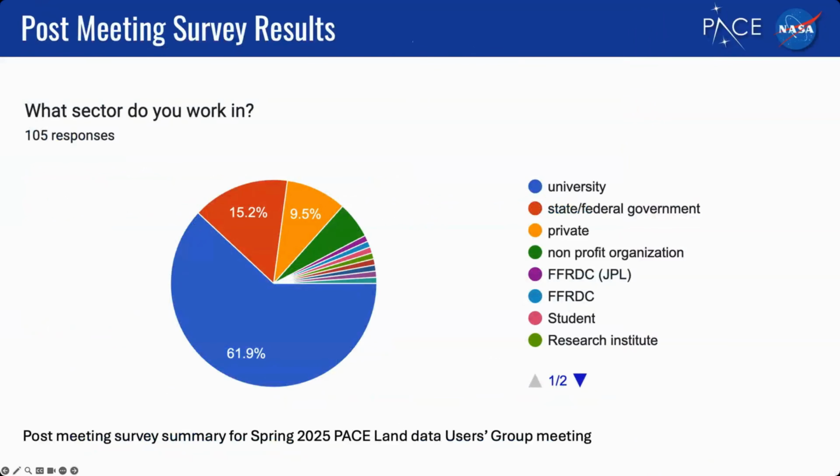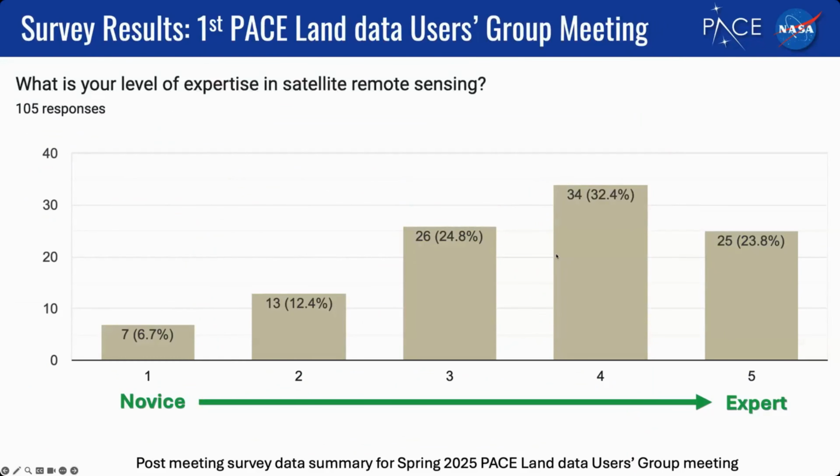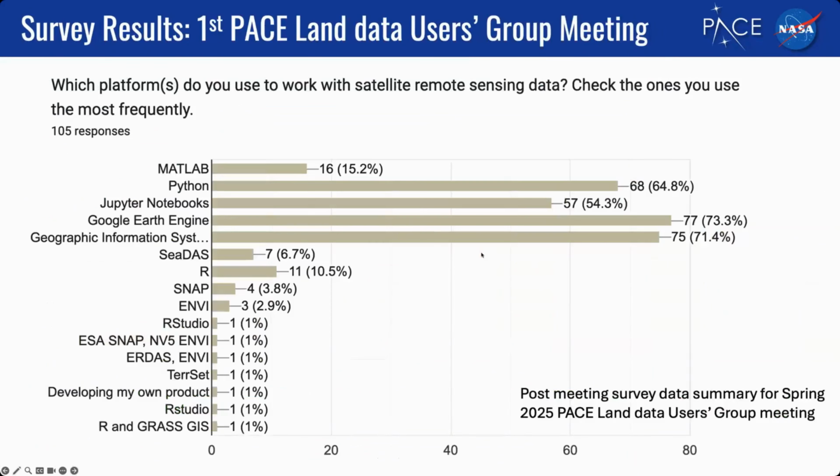For example, here are some results from our survey from the last meeting. If you are curious where everybody is at, we have a lot of university research folks. We have state and federal government and private folks as well, with a little bit of nonprofits. As for what everybody's expertise level is, we have a lot of folks that are moderate to expert in their usage of satellite data.